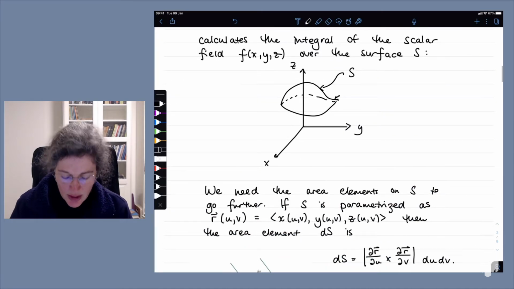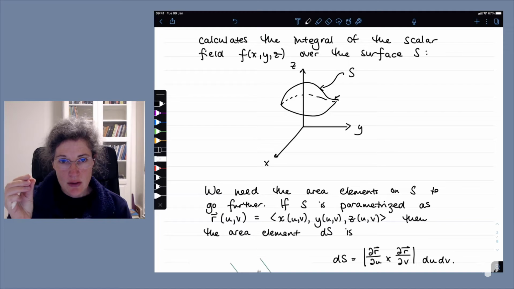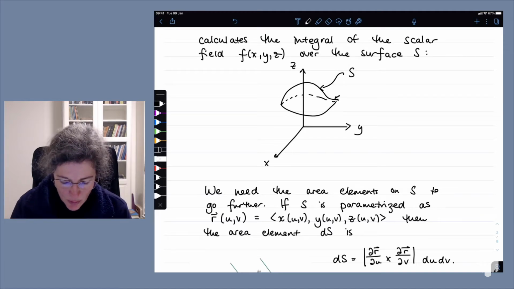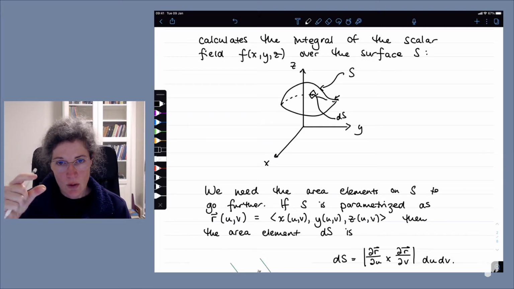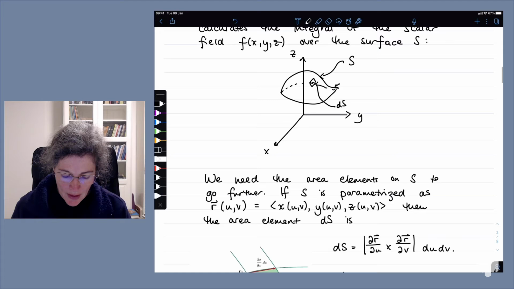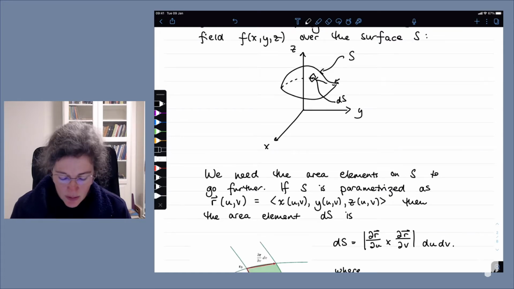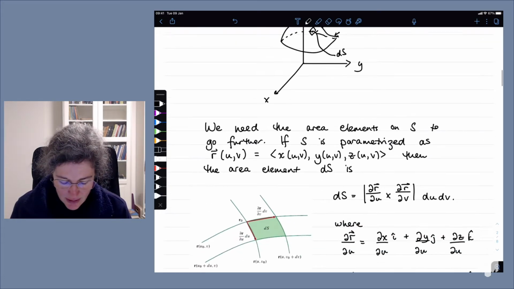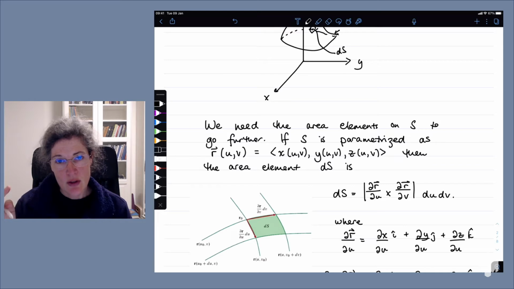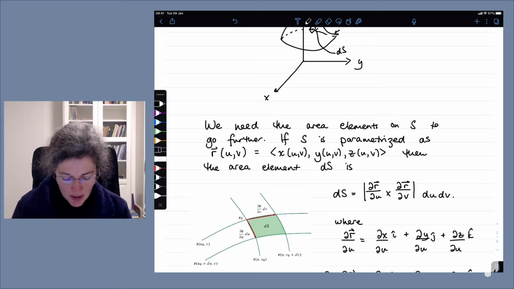So in order to actually get any further than that, we know that for integration we need to have little surface elements. So we need to know, if you like, what a little dS is, and then we need to integrate over all the little dS's. And the way that we do that in this case is we usually parameterize the surface. So remember, we learned how to parameterize curves. Well, we can also parameterize surfaces.